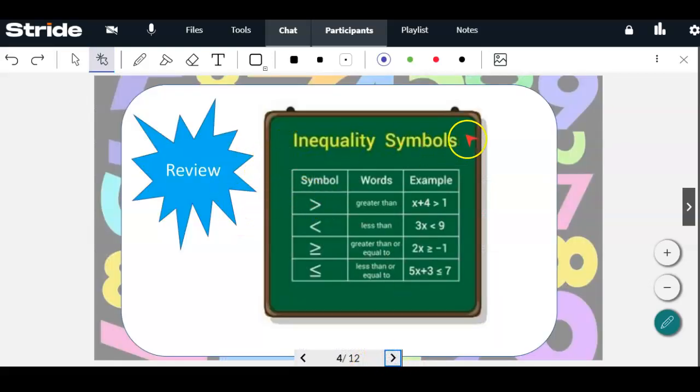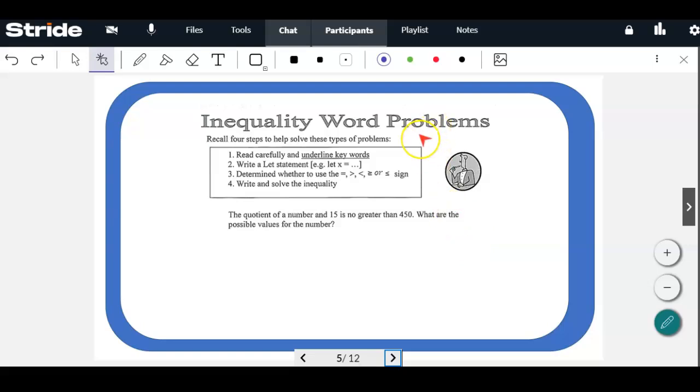All right, so here, just a quick review, and this is in the Unit 2 notes in Class Kick. You have different symbols for inequality. This is greater than. So this would read as x plus 4 is greater than 1. This is less than. This would read 3x is less than 9. This is greater than or equal to, and this would read 2x is greater than or equal to negative 1. This is less than or equal to, and this would read 5x plus 3 is less than or equal to 7.